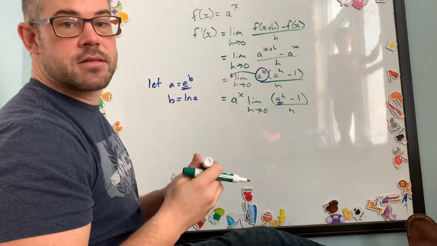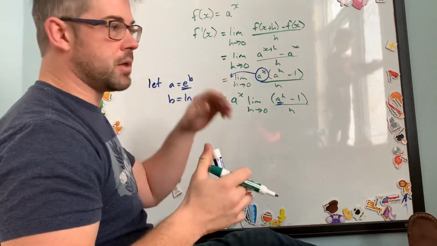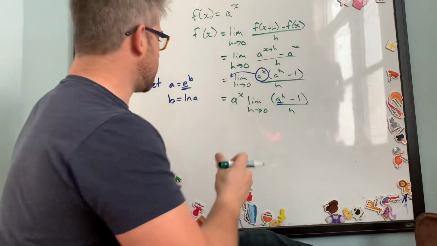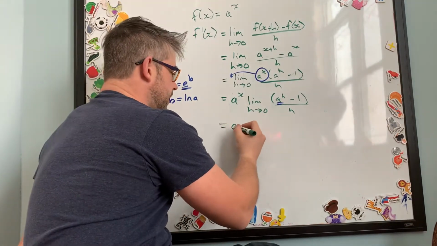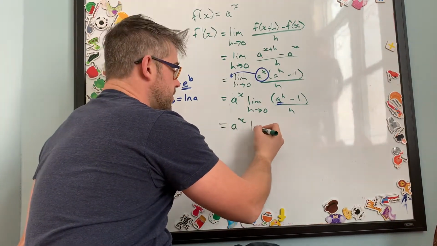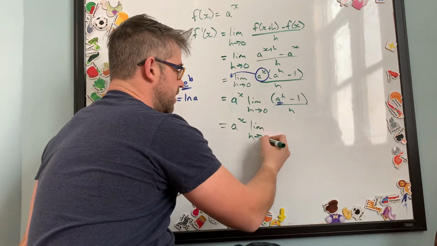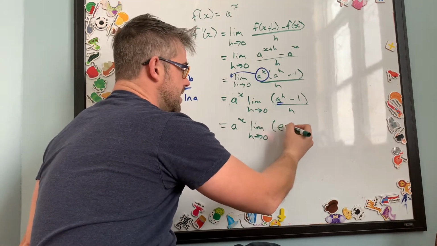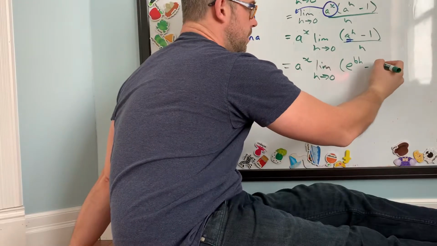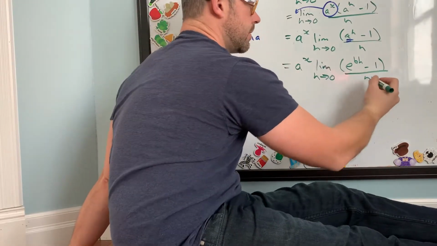Remember, we defined it as the limit as h approaches 0 of 1 plus h. I'll show the substitution in a moment. So this is the limit as h approaches 0 of e to the bh minus 1 over h.